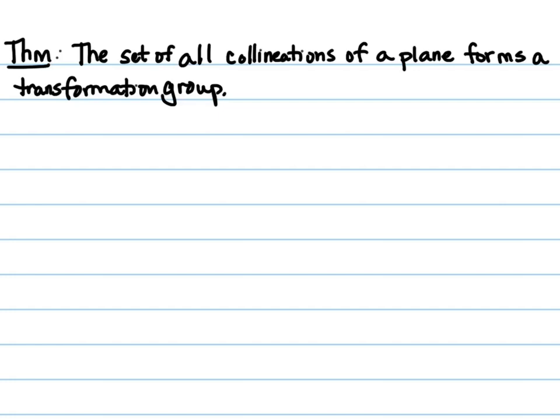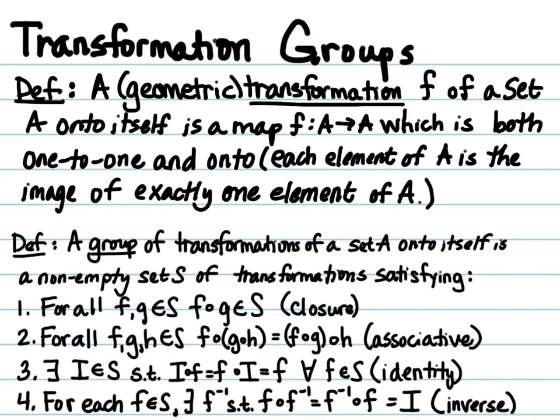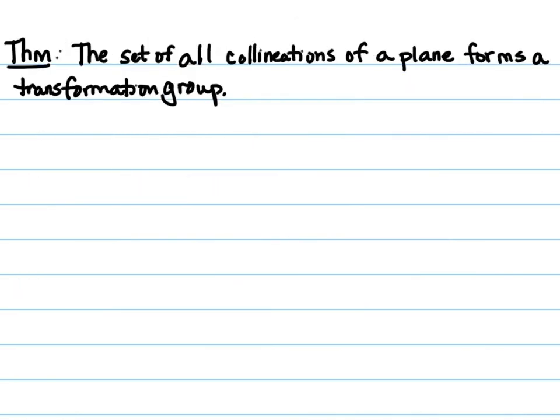So if you go back up to where we defined transformation groups, group of transformations up here. In order to prove this, we actually have to do 4 things. We have to prove that it's closed, we have to prove that it's associative, we have to prove that it has an identity, and we have to prove that it has an inverse for each element. Okay? So that's what we're going to do next. Our proof will consist of 4 pieces. The first one for closure.